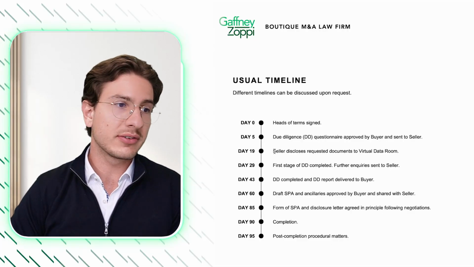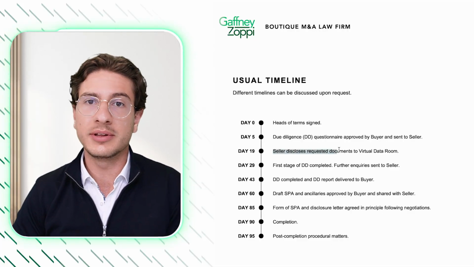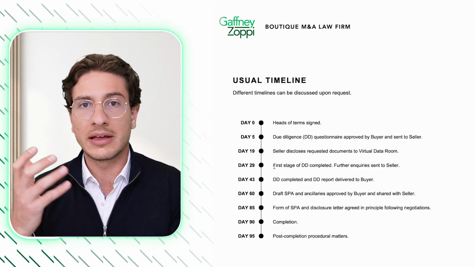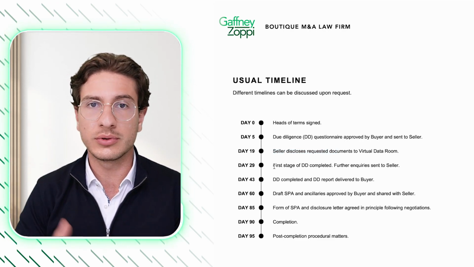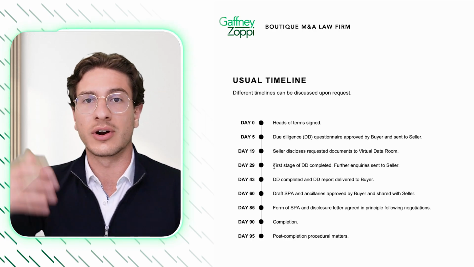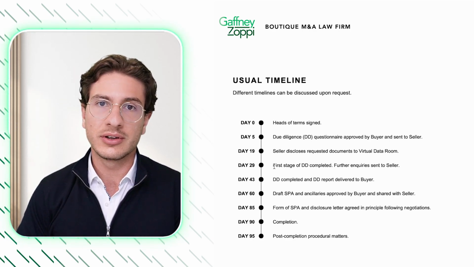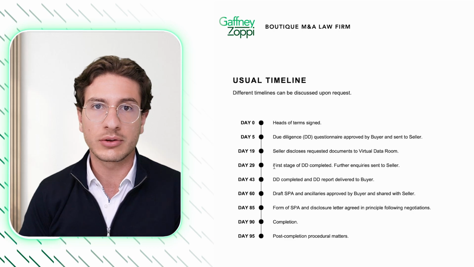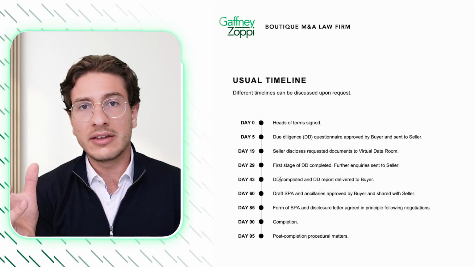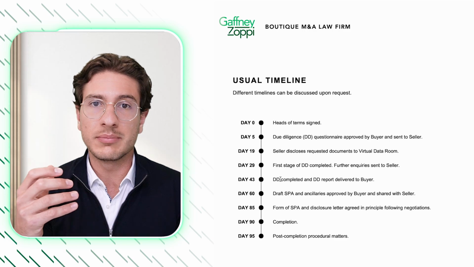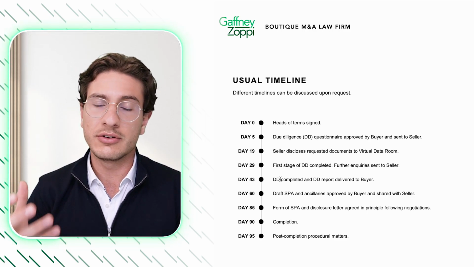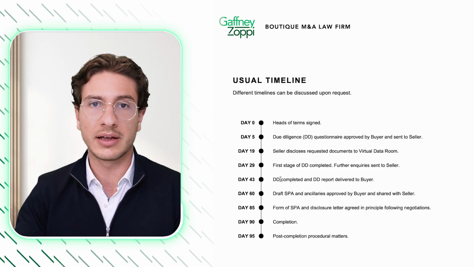Great, so we've now discussed already that the seller will be disclosing information to the buyer, and once the buyer or the buyer's advisors have reviewed those documents, they will likely have more follow-up questions. Those are again sent to the seller. The seller responds by disclosing further documents or making clarifications. Then the advisors of the buyer, typically the buyer's solicitors, as well as the accountants, would prepare a due diligence report for the buyer to digest.